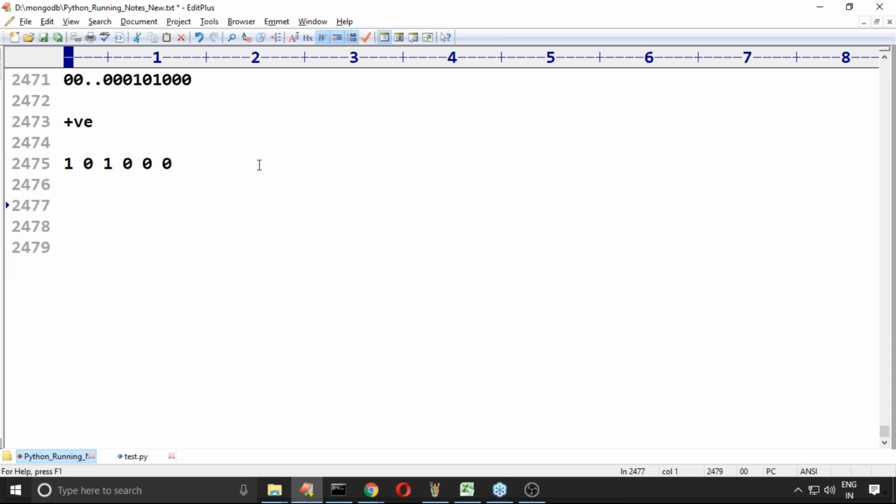Okay. Next, the right shift operator. How is the right shift operator going to work? Very simple, sir. Very simple. I have to move the bits of 10 by 2 bits to the right hand side.